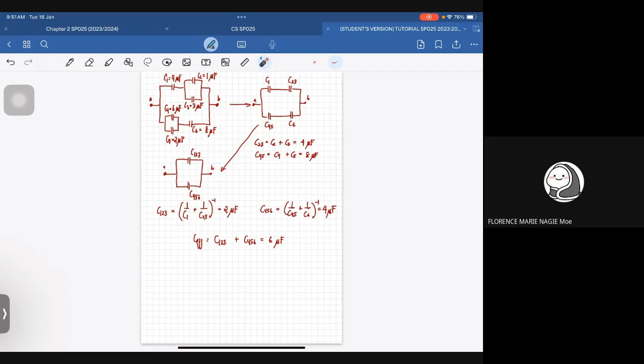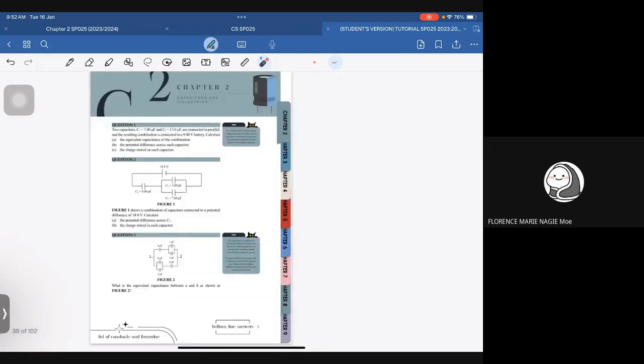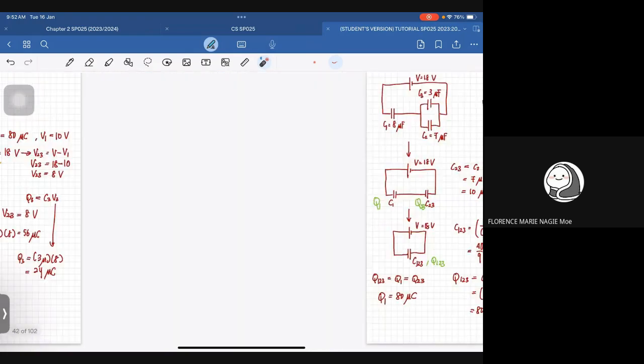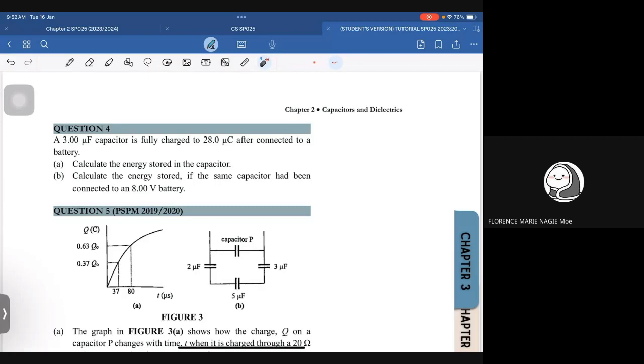Alright. Next, ni untuk 2.1 lah. Habis untuk 2.1, so sekarang kita masuk 2.2 lah. So untuk 2.2 is question 4. We have a 3 microfarad capacitor fully charged to 28 microcoulomb after connected to a battery. Okay. So sekarang ni we have to calculate the energy stored lah. Oh, ini masih 2.1 pula kan.